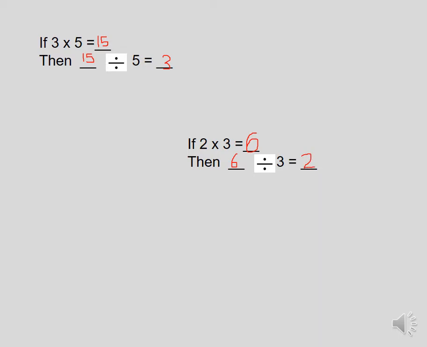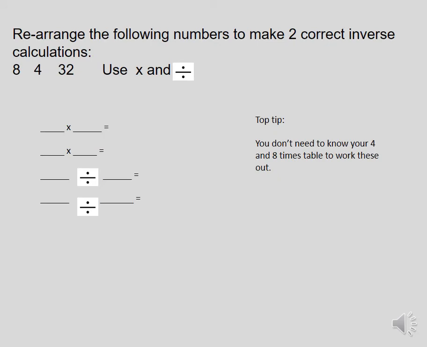And if you were given this sentence, 6 divided by 3, you could think, okay, I know that 3 times 2 equals 6. Therefore, my answer would be 2, okay? So you are just using the opposite every time to check your answer. Okay, I'd like you to have a go at these questions, please, using these 3 numbers, 32, 8, and 4, okay? So you're going to have 2 multiplying number sentences and then 2 dividing ones, okay? And remember, when you're dividing, you must always start with the biggest number. So pause the video, have a go, then come back and check your answers.